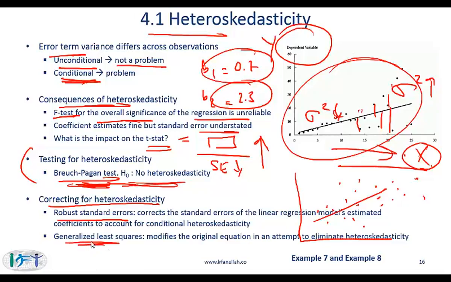Generalized least squares is another method. This modifies the original equation in an attempt to eliminate heteroscedasticity. But the recommended and more popular method is robust standard error.